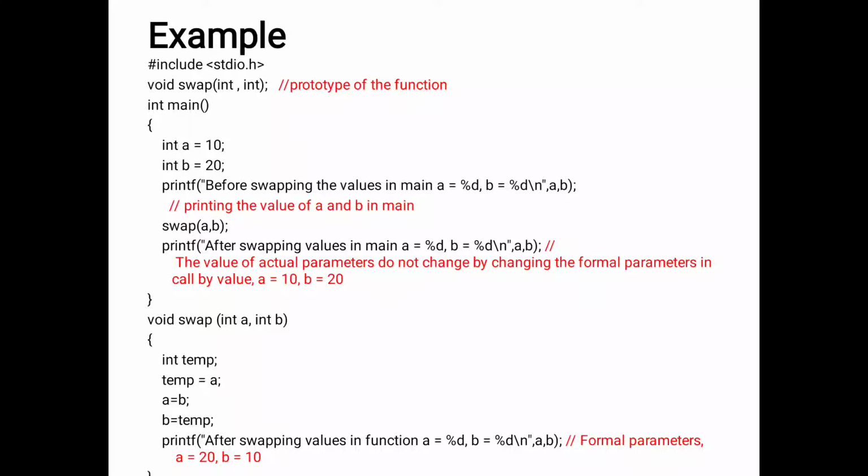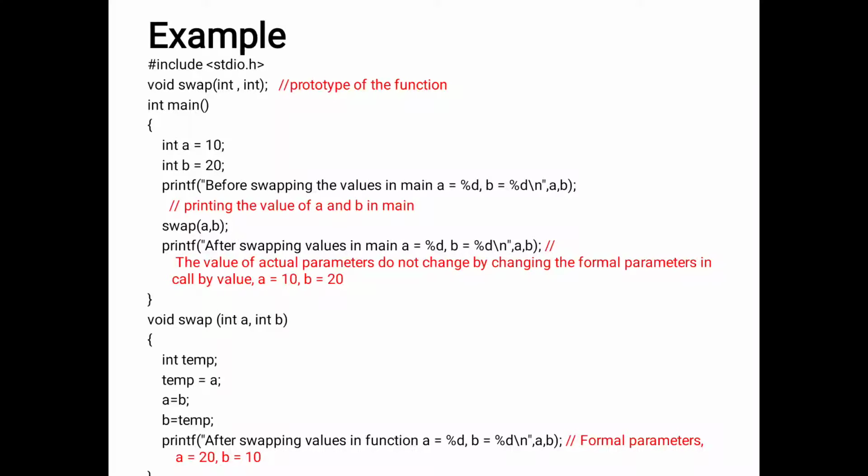After swapping a and b, the value should be a is equal to 20 and b is equal to 10, means after swapping a is replaced as 20 and b is replaced as 10. So the value of actual parameter does not change by changing the formal parameters in call by value. Here a is equal to 10 and b is equal to 20. After swapping there are no changes. The a value is the same, the b value is the same. So this is what call by value is.